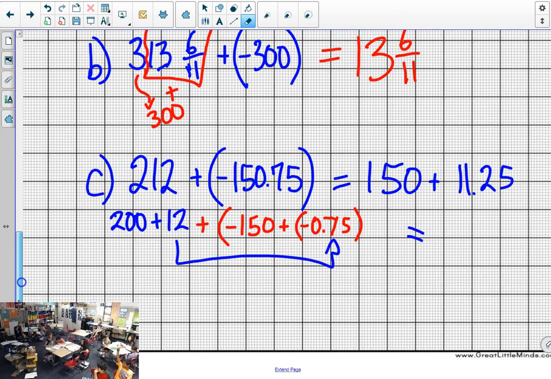Please be very careful. When you're doing lots of things quickly, you can easily make a mistake. 200 minus 150 is not 150. It's 50. I was waiting to see when somebody would actually stop me. So that one was intentional to make a point.